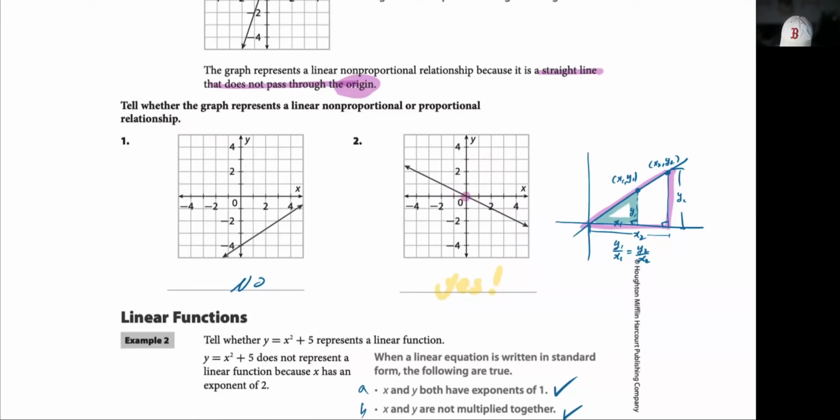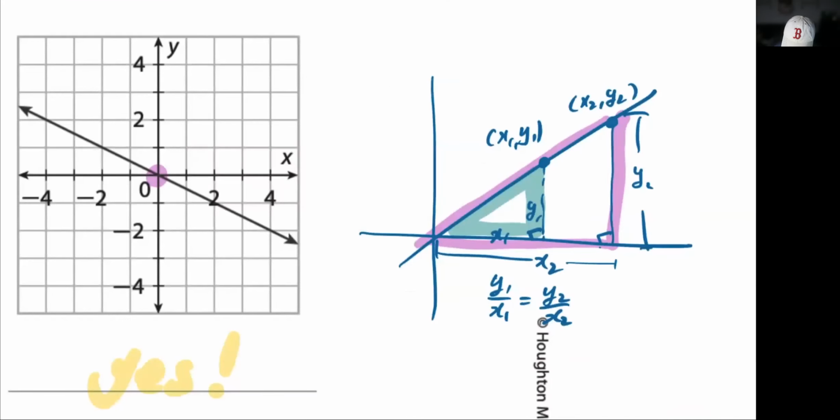And let's talk about why that must be the case, right? The reason why it is proportional is, let's say a line goes through the origin like this, and there's a point x1, y1, which is this length and this length, right? x2, y2 is x2 here and y2 over here. You'll notice that these two triangles are proportional, right? So the ratio of y1 over x1 must be equal to y2 over x2.